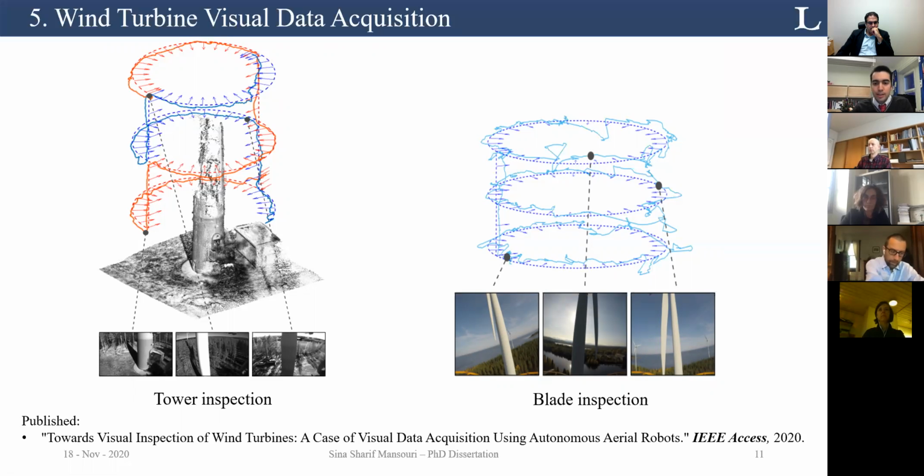I should also highlight here that this work also received a recognition from the Swedish Royal Academy of Engineering.